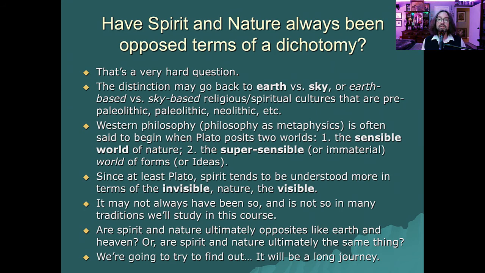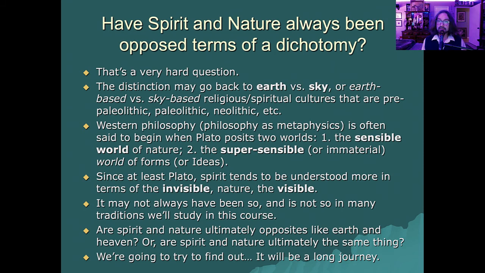The distinction of spirit and nature in human religion and culture may go back to sky versus earth, or earth-based versus sky-based religious and spiritual cultures that are pre-Paleolithic, Paleolithic, Neolithic, etc. In the Western philosophical tradition, we notice first with Pythagoras and then especially in the Greek philosopher Plato the beginnings of a two-world theory. When you ask, what is real, what exists, what is reality, Plato answers, well, it's two things, basically. On the one hand, it's the sensible world of nature, and on the other hand, it's the supersensible or immaterial world of the forms or ideas.